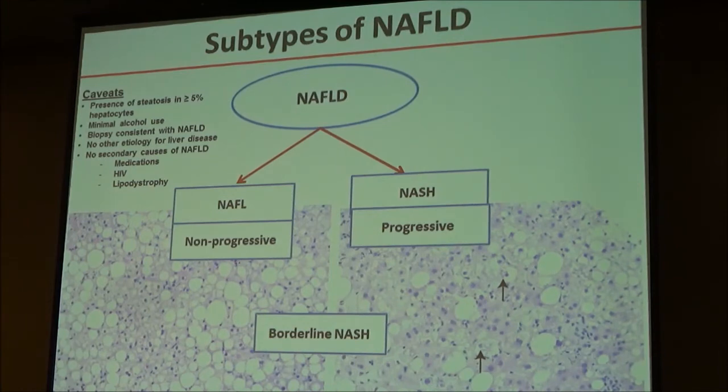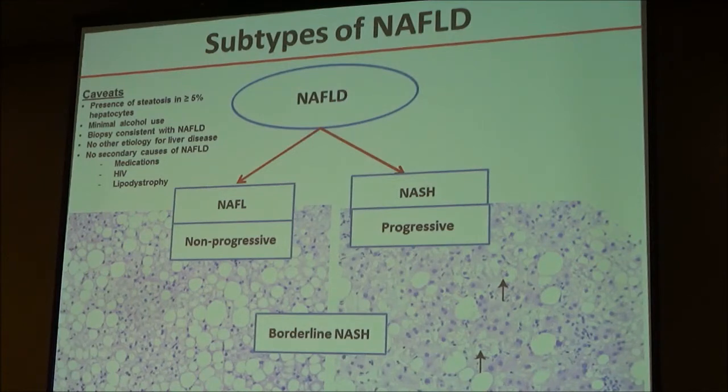And on your left-hand side, you can see the non-progressive form of fatty liver. So you just see a lot of simple fat in the liver. But on the right side of the slide here, you can see that you have progressive fat in the liver, and you have injury to the liver cells, the hepatocytes. And what can happen is these cells can balloon up. That's one of the major features of NASH: you have to have ballooning of these hepatocytes, because that means that there's been injury to the liver.